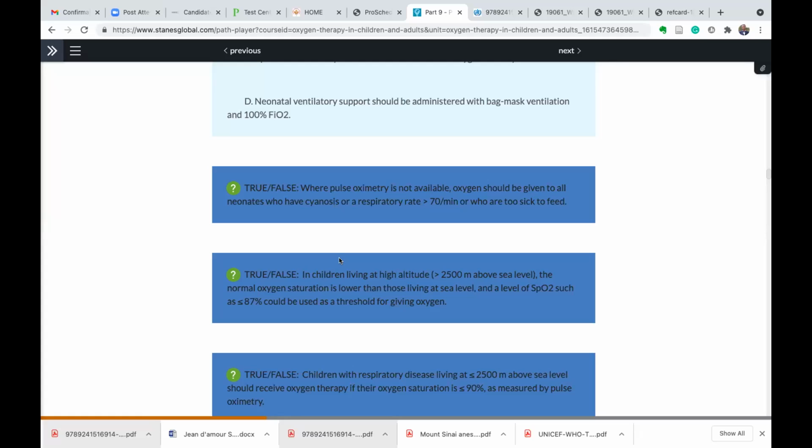Okay. Most of the people also got the correct answer. So people living at altitude have a lower saturation. So the threshold for SpO2 can be lower, at around 87%. So what are the areas in Rwanda with high altitude? Just a simple question. People can put that in the chat. Which areas in Rwanda have high altitude, where this can be applicable?